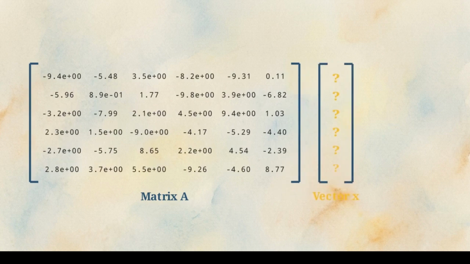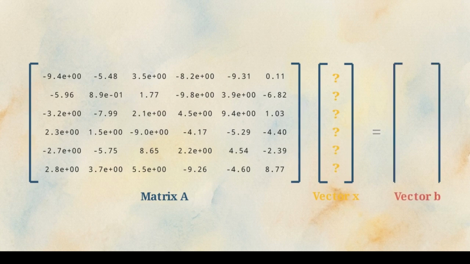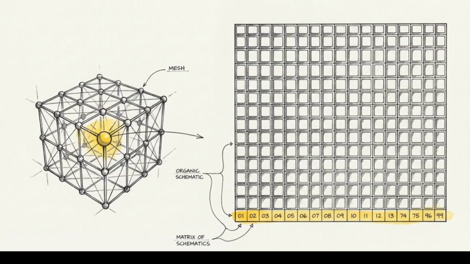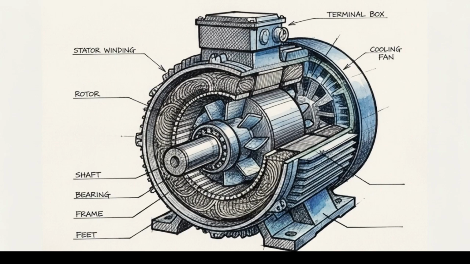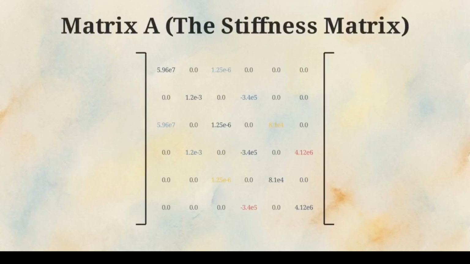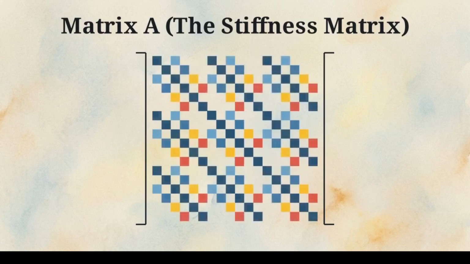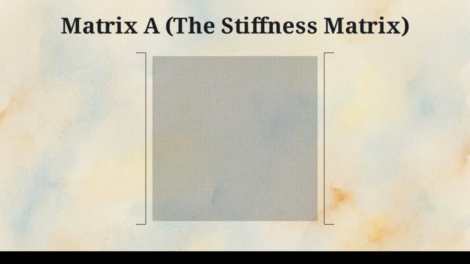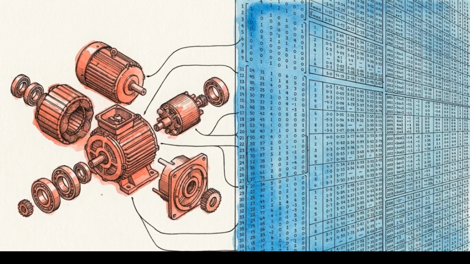Next, vector X represents the unknowns we must calculate at every node. Finally, vector B holds known source inputs, like applied voltage. Because of how this assembly works, every single node in your 3D model adds a new row to this matrix equation. An industrial motor simulation often contains millions of individual nodes. By the time assembly is finished, matrix A becomes a grid measuring 1 million rows by 1 million columns. The assembly phase concludes by converting the physical 3D model into this single, massive algebraic system.